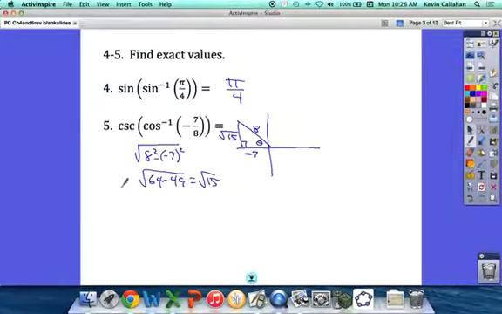Okay, then once you've got your triangle drawn, you can answer the question, what's the cosecant? Well, let's see. Cosecant is the flip of the sine. Sine is opposite over hypotenuse. So cosecant should be hypotenuse over opposite. So in this problem, the hypotenuse is 8. The opposite is square root of 15. And rationalize.